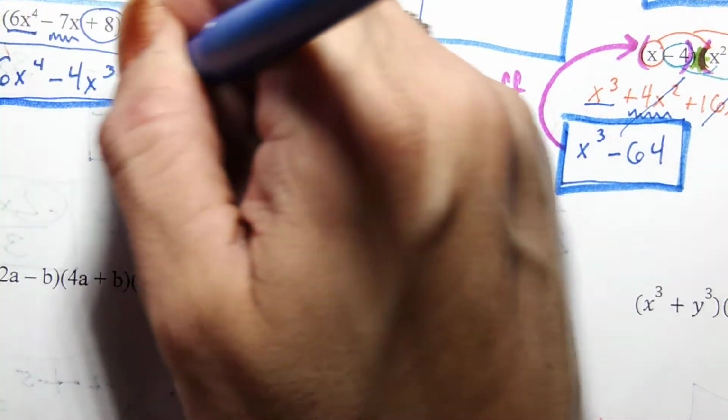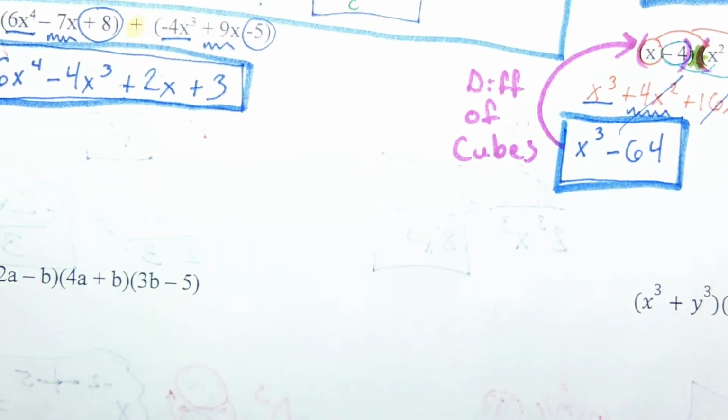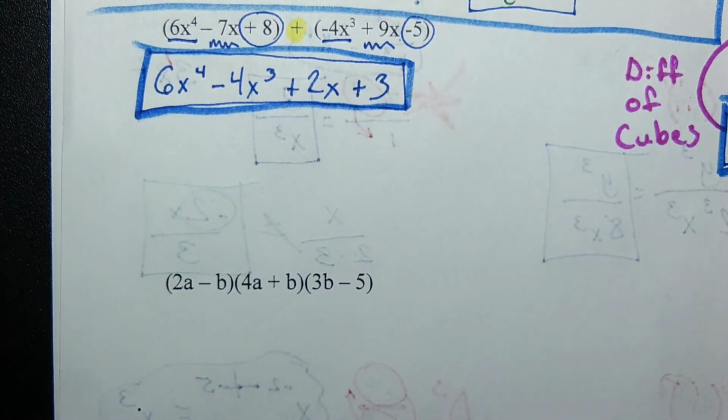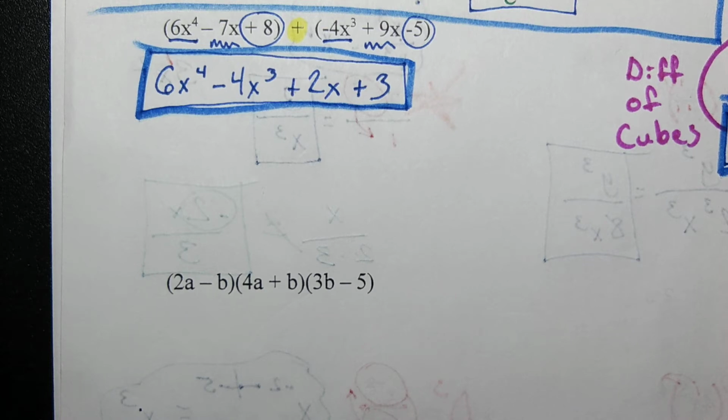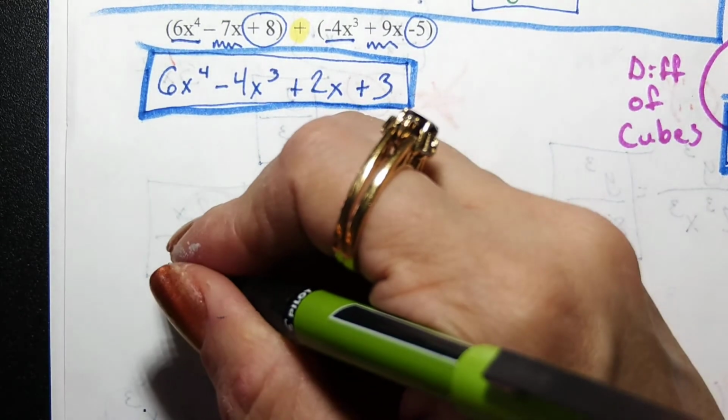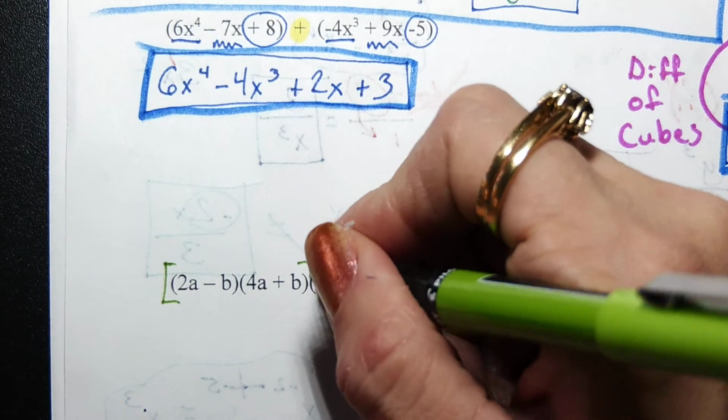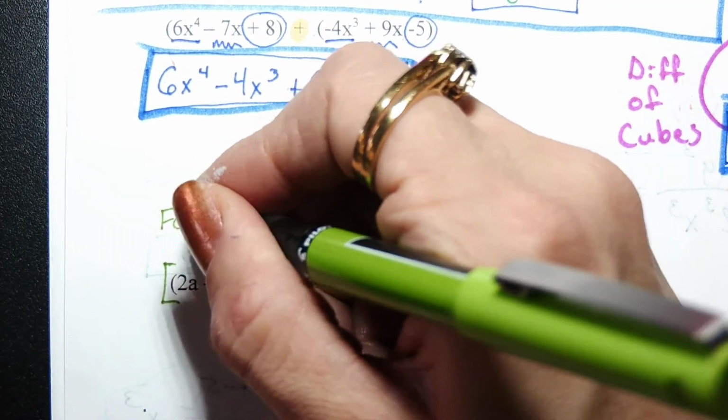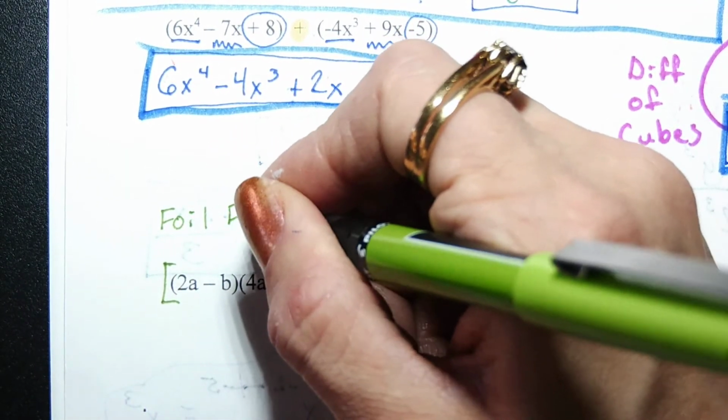What's different about this one? How many things am I multiplying? Ooh, there's 3 things. So we want to FOIL first. I'm just going to arbitrarily start with the first 2. So FOIL first.